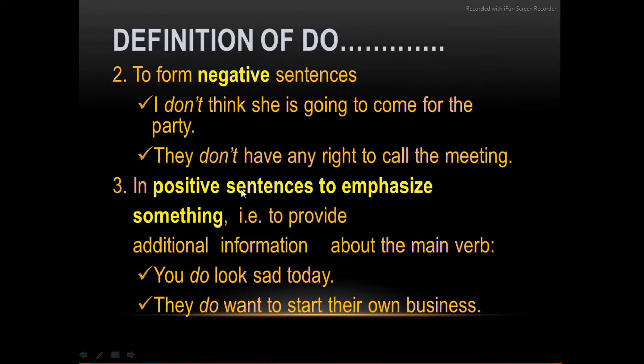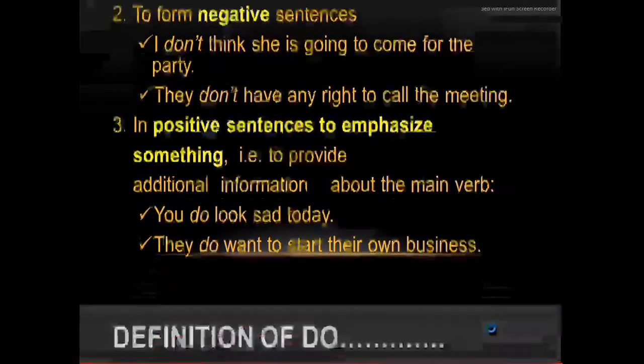3. In positive sentences, to emphasize something, i.e. to provide additional information about the main verb. You do look sad today. They do want to start their own business.